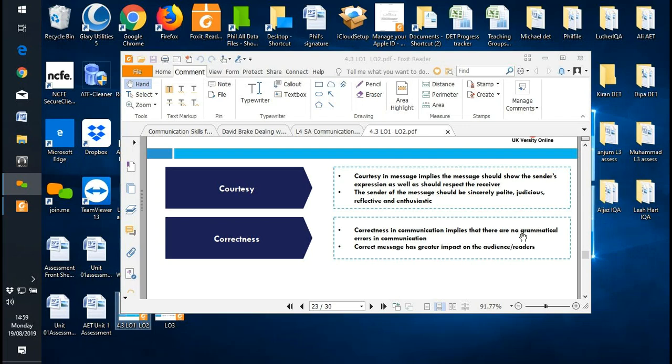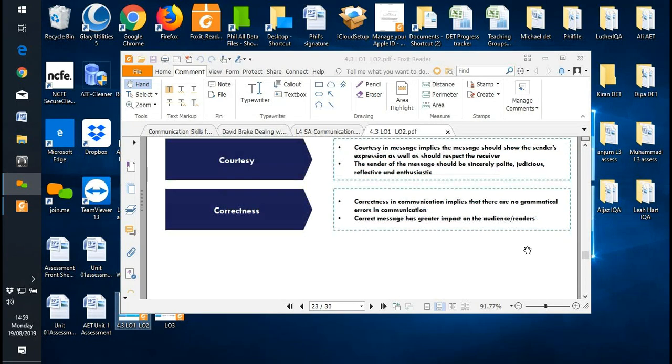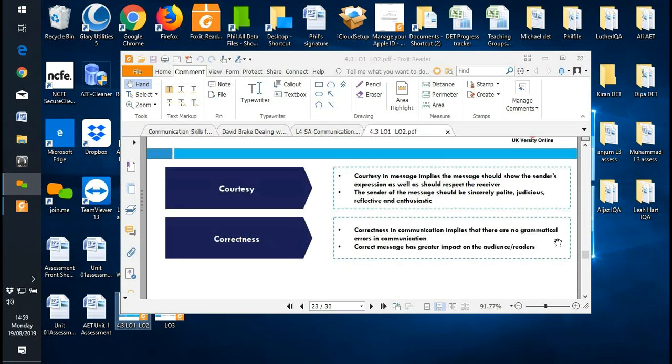Correctness in communication implies there are no grammatical errors in the communication, so correct messages have a greater impact on audiences or readers. And again, that depends on the reader. If the reader's level of English is not more than average, then that is less important. If it is something being written in academic English, then yes, you would expect it to be grammatically correct, as well as simple spellings and things like that.